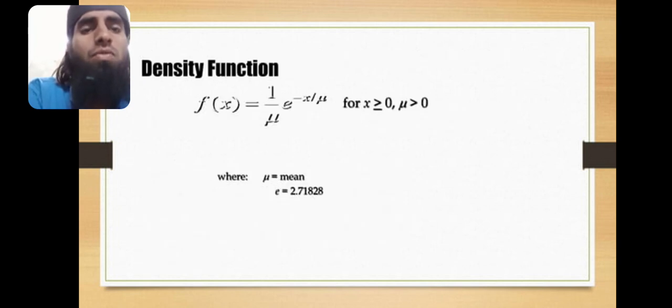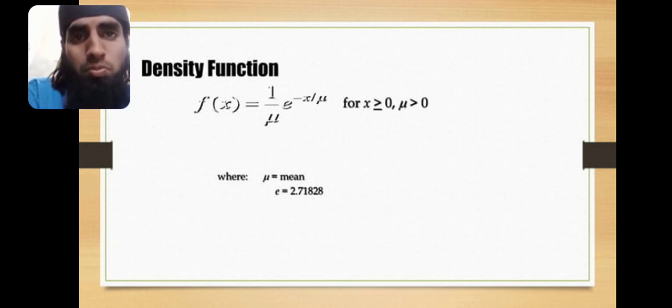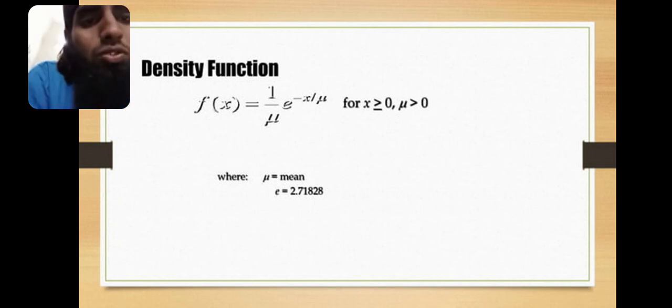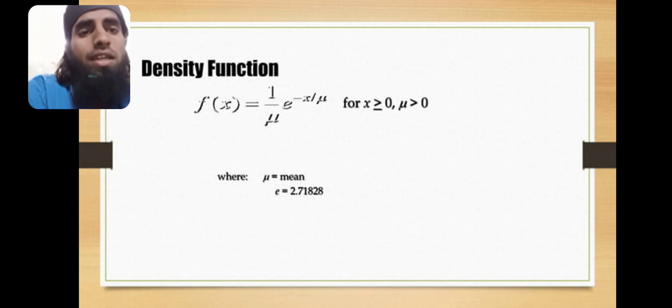What is meant by density function? Here is the density function. f of x is equal to 1 by mu e power minus x by mu for x greater than 0, mu greater than 0, where mu is the mean, and e is equal to 2.71828.